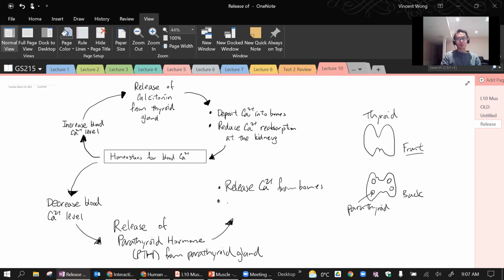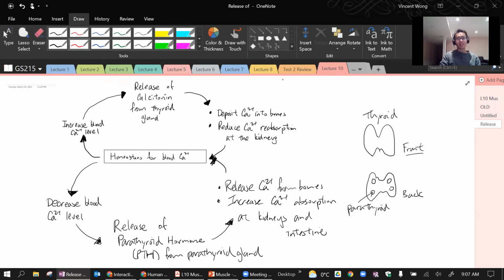And then what else are we going to do? We are going to increase calcium absorption at kidneys and intestine. Okay, so hopefully all these things will bring calcium level back up. Okay. So calcitonin and PTH, they are antagonistic hormones.